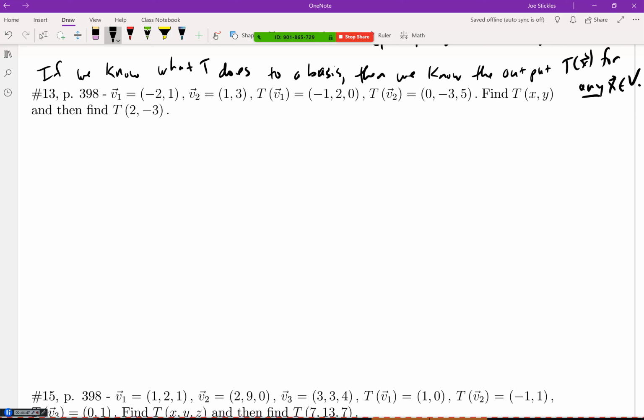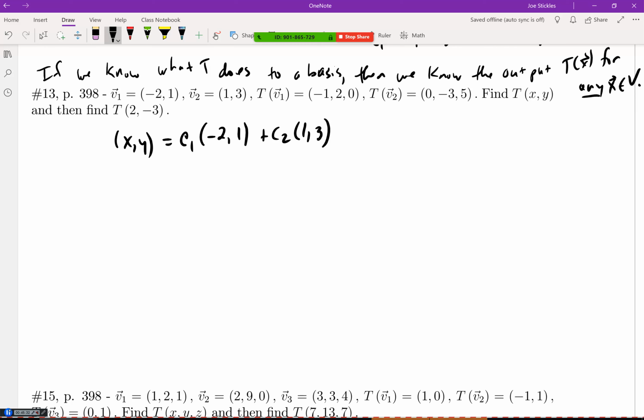It asks us to find a rule for T of xy, and then find T of 2 comma negative 3. All right, the idea here, to find a rule for T of xy, is that if I have some arbitrary x comma y, I need to be able to write that as a linear combination of the two basis vectors. So I need to be able to write xy as a c1 and a c2.